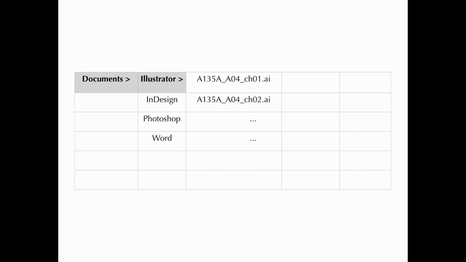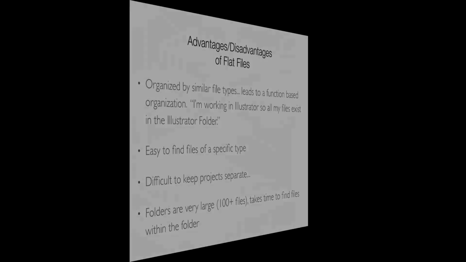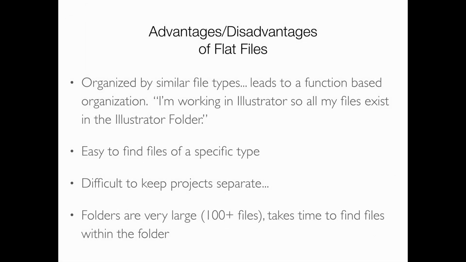And that's fine, except that you could have thousands and thousands of Word documents, and that can be a little bit problematic. So the advantages and disadvantages of this system are essentially that it's organized by similar file types. I'm working on an Illustrator file, therefore I know all my Illustrator files are in one place. I'm working on a Word document, therefore all my Word files are in one place. There's an argument that that could be helpful. It's easy to find that specific type. Well, it must be in this folder somewhere.